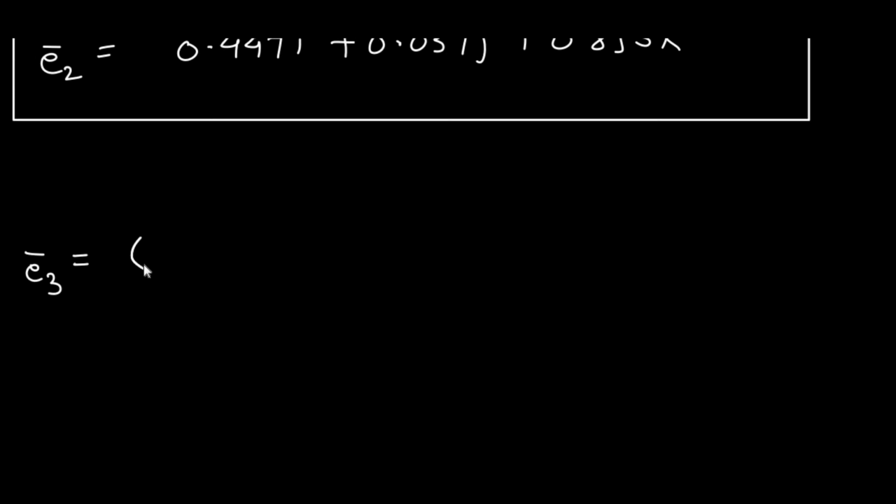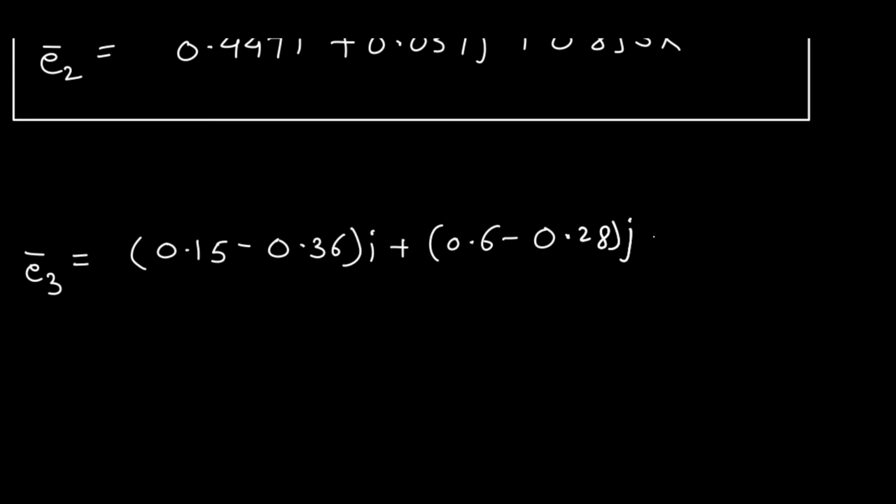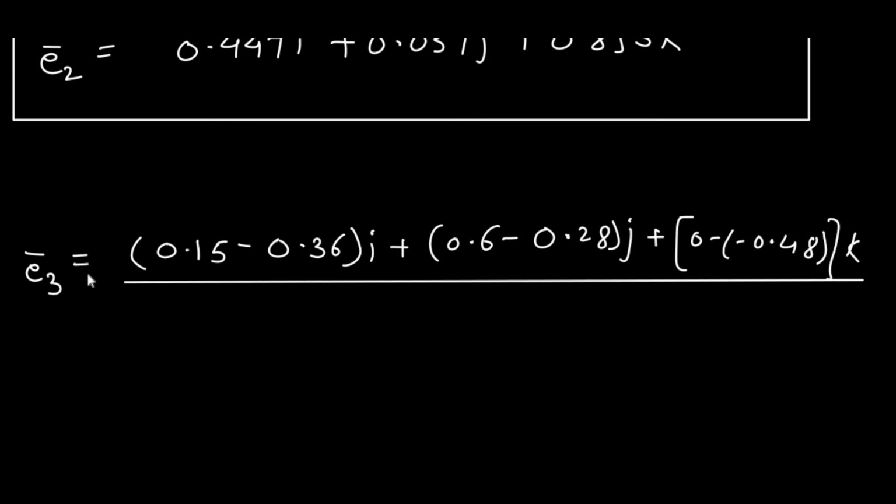So for that, again coordinate of point 3 minus coordinate of that point P. So we have for this 0.15 minus 0.36i plus 0.6 minus 0.28j plus 0 minus 0.48k divided by the magnitude of this quantity. And we know how to find out the magnitude of this equation.